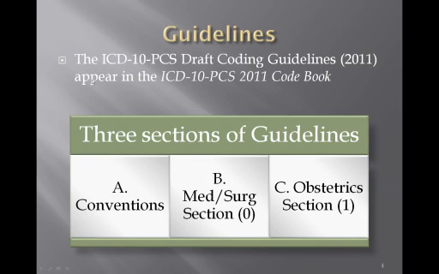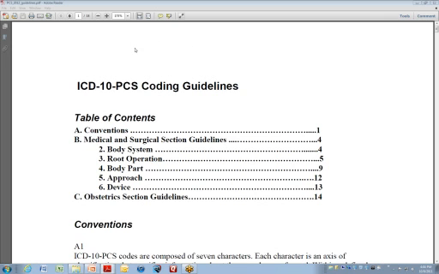Let's take a quick look at the ICD-10-PCS guidelines. And as you can see, there are 3 specific sections of those guidelines, and they include conventions, the medical and surgical section, and the OB section. On the CMS website, you can get these guidelines, and you should be able to see those right now. It's available on the ICD-10 part of the CMS website. Just simply go to the CMS website and search on ICD-10, and you'll see a wealth of tools and resources that can help you transition from 9 to 10.